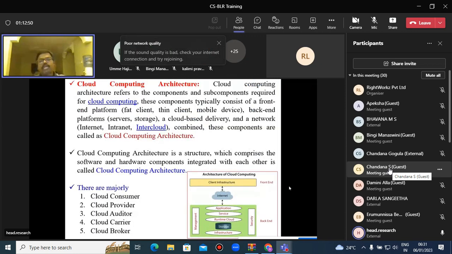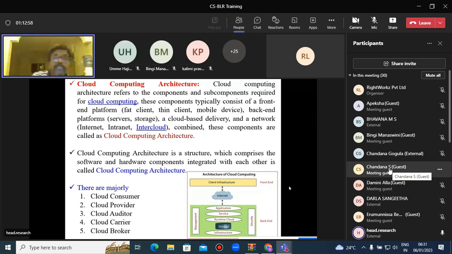Then cloud computing architecture. Cloud computing architecture refers to the components and subcomponents required for cloud computing. These components typically consist of front-end platforms like fat client, thin client, mobile device, back-end platforms, servers, storage, a cloud-based delivery, and network.